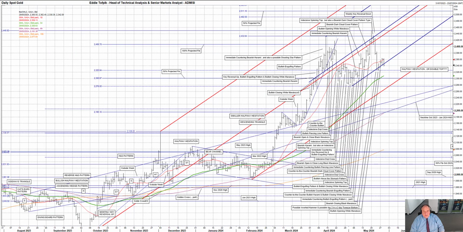The next one I'd like to look at is spot gold, where we had a dramatic weekly key reversal down last week. This week, we have seen a reactionary move back up, as it seems the bigger question of whether the action since mid-March is a bullish halfway hesitation or a double top has occupied the market. I cover this and other points more fully in my daily spot gold commentary.